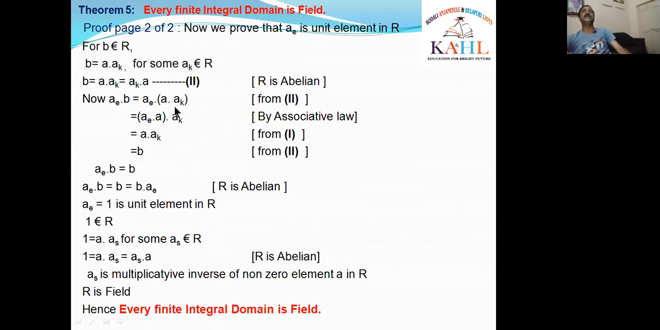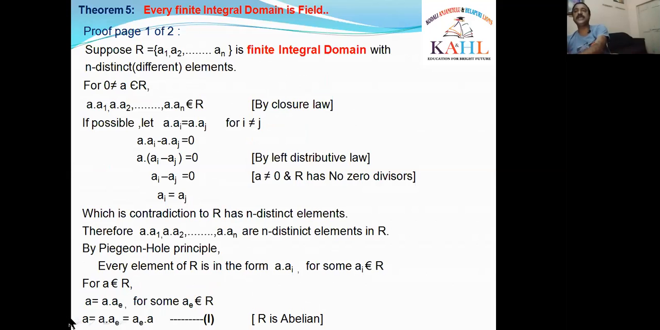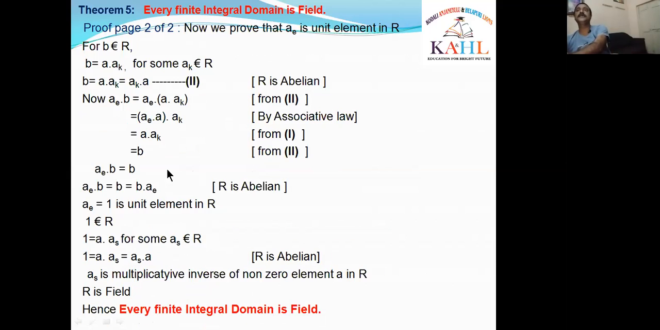By the associative law, we can rearrange it. What I have written: ae·(a·ak) as (ae·a)·ak by the associative law. What happens to ae·a? If you go to the previous step, what is ae·a? It is a, from 1. Are you following the cursor downside? The last line, ae·a is a from 1. That's why I have written ae·a is a. ak is as it is. What is a·ak from 2? a·ak is b. So we have ae·b is equal to b.